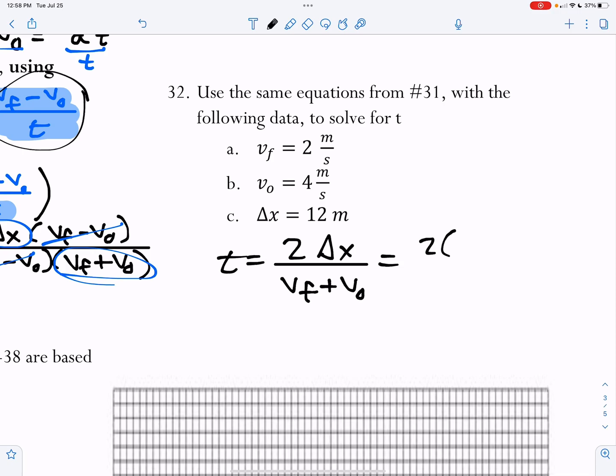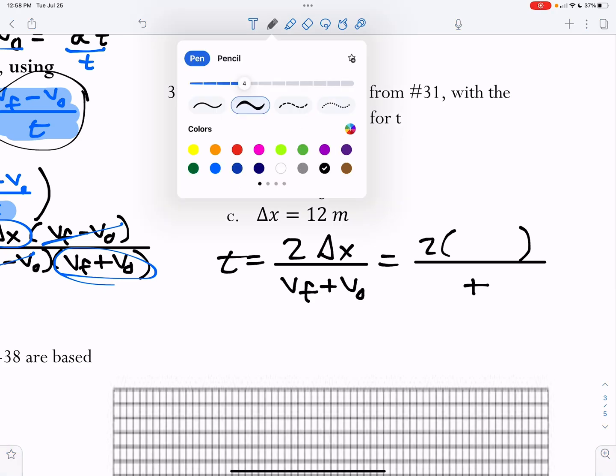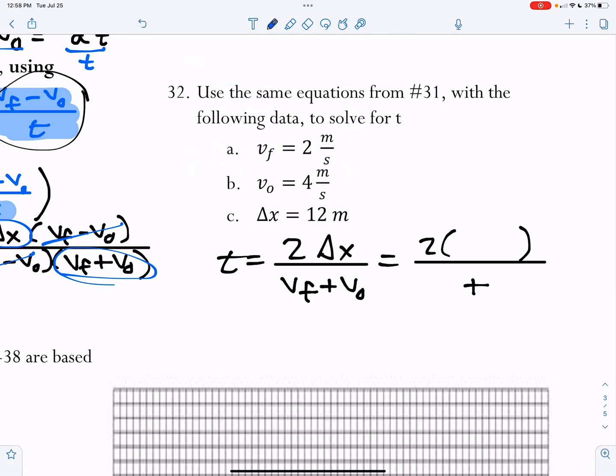So 2 times delta X. Well, delta X is going to be 12 meters. Okay, now V final is going to be 2 meters per second, and V initial is going to be 4 meters per second. So you can see what we're doing math-wise. It's pretty easy. We're going 24 divided by 6, in which case we get a time of 4 seconds.